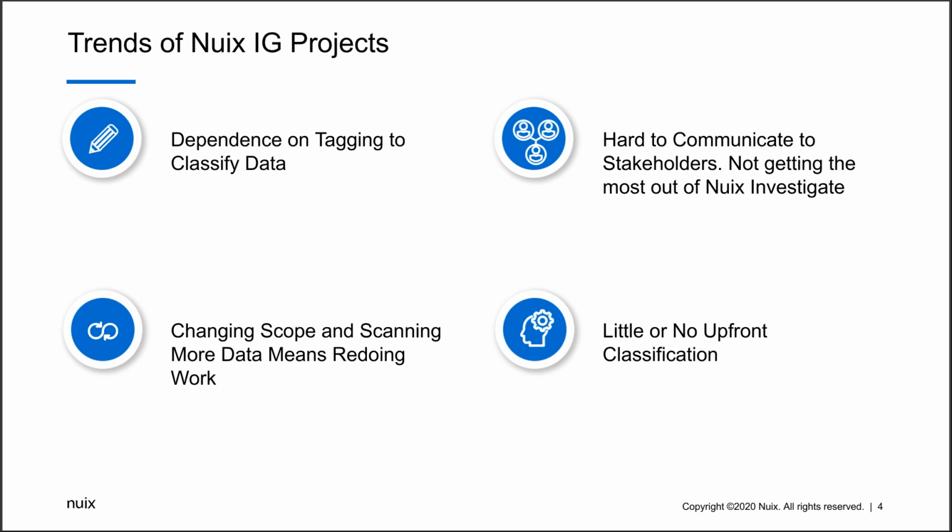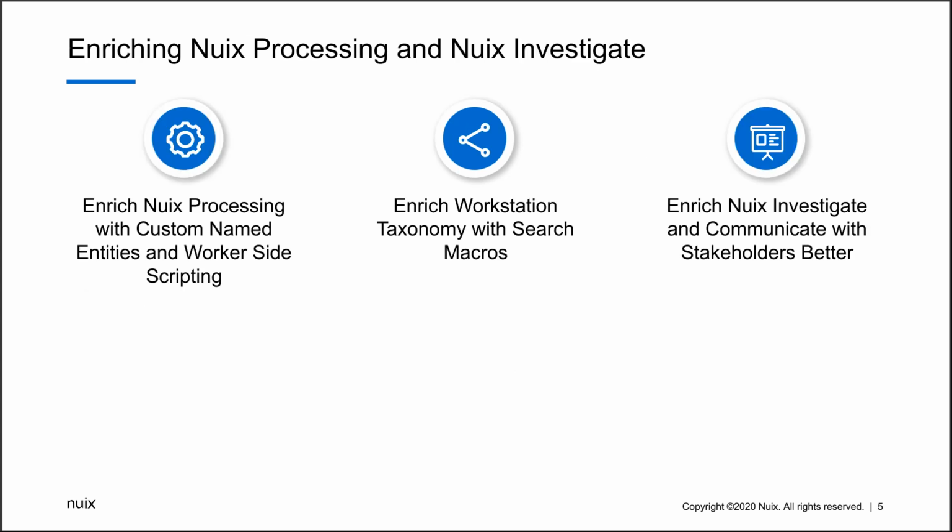So that means that there's no sampling of the data, determining what is privileged and relevant and sensitive, that kind of thing. There's no upfront classification. So what this exercise is today is that I'm going to enrich Nuix processing and Nuix Investigate. I'm enriching Nuix processing with custom named entities and worker-side scripting to do upfront classification. I'm enriching Workstation itself, in how you're navigating that taxonomy with search macros. And I'm also enriching Nuix Investigate and our custom analytics, so you're communicating better with stakeholders.